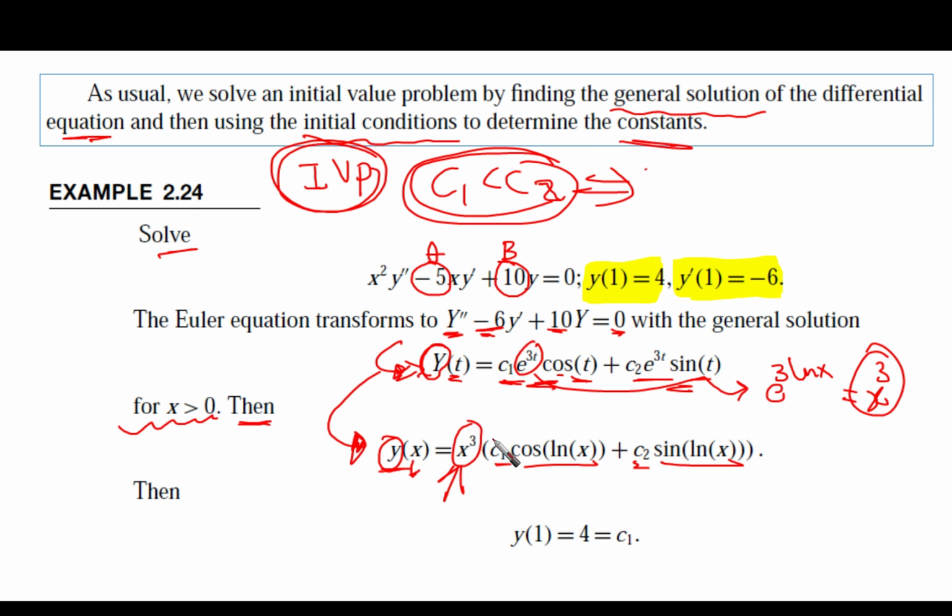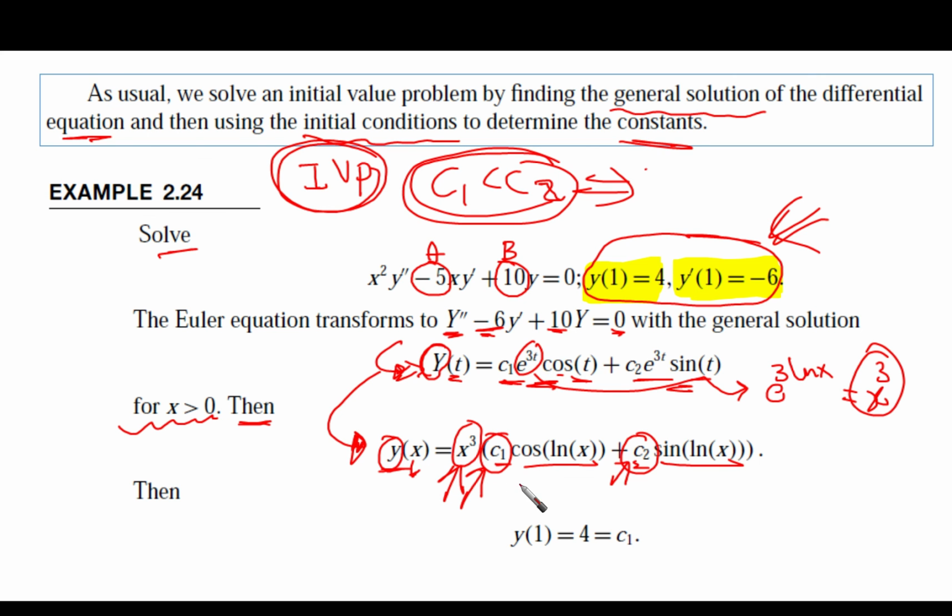Now we can see that we have c1 and c2. They are the constants. We need to get them. Then we are going to use our initial values or the boundary conditions that we have. The boundary conditions. So let's go.